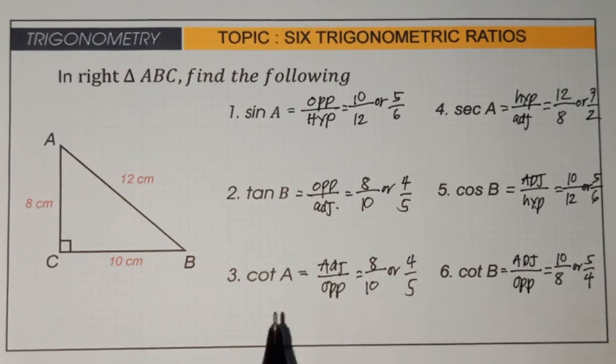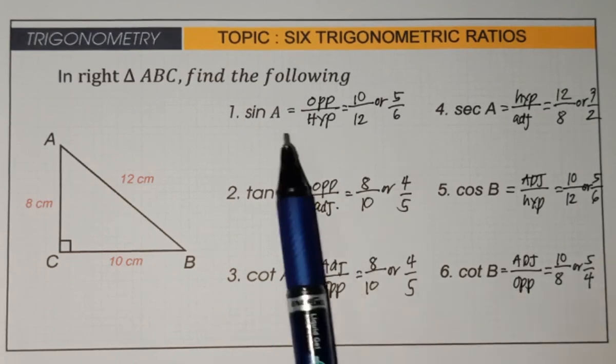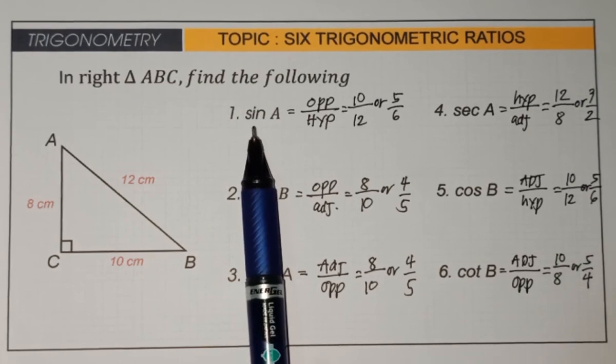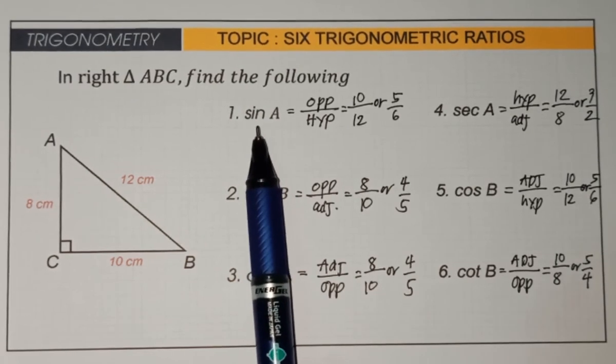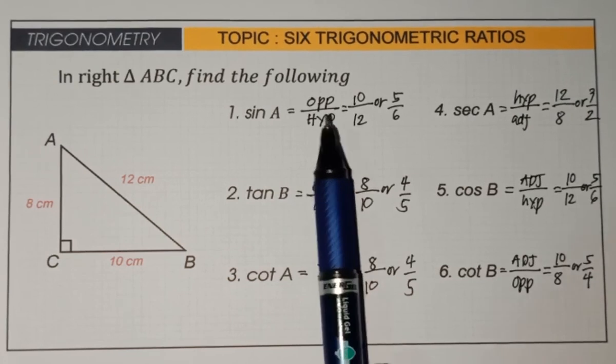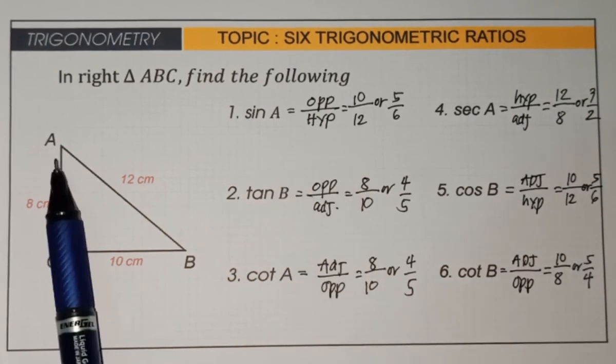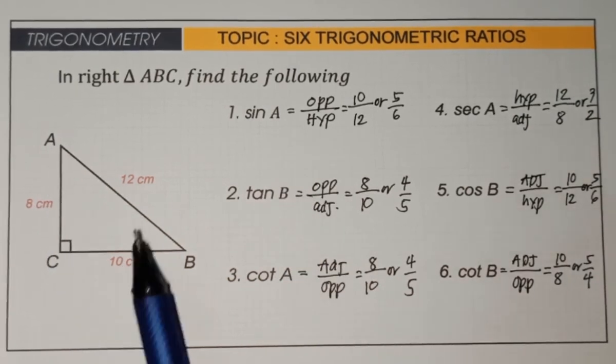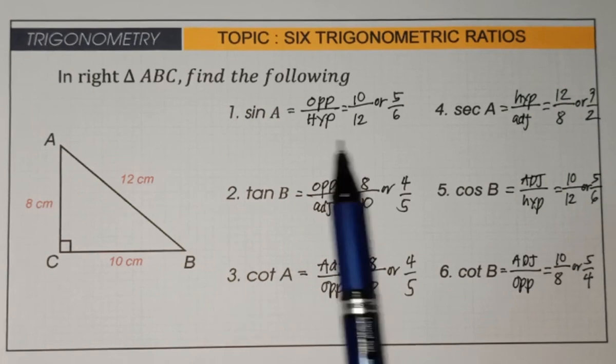So for you to easily remember them, first, as you see the function, sine function, don't forget the ratio. Then that A means angle A, get the opposite and the hypotenuse. And then everything will follow.